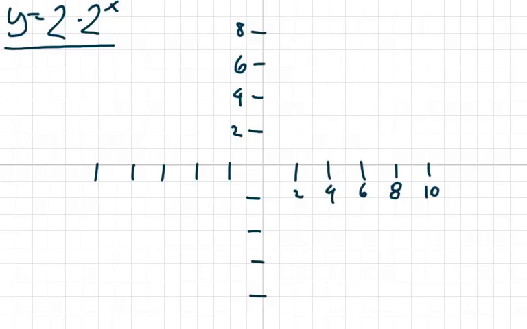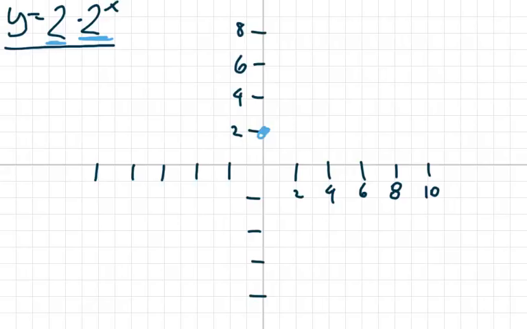If x equals 0 in this case, that would make this 2 over here equal to 1, and then we're left with just the initial value 2. So when x equals 0, our exponential graph crosses the y-axis at 2.